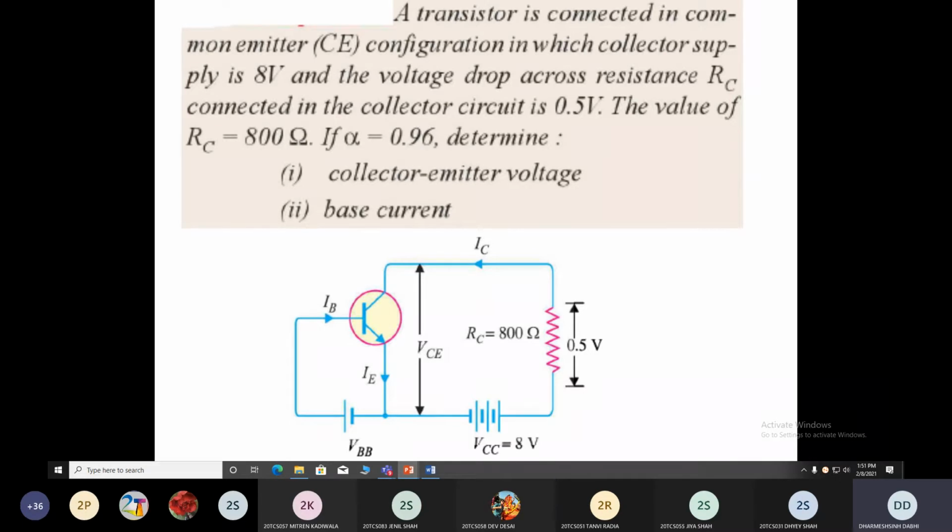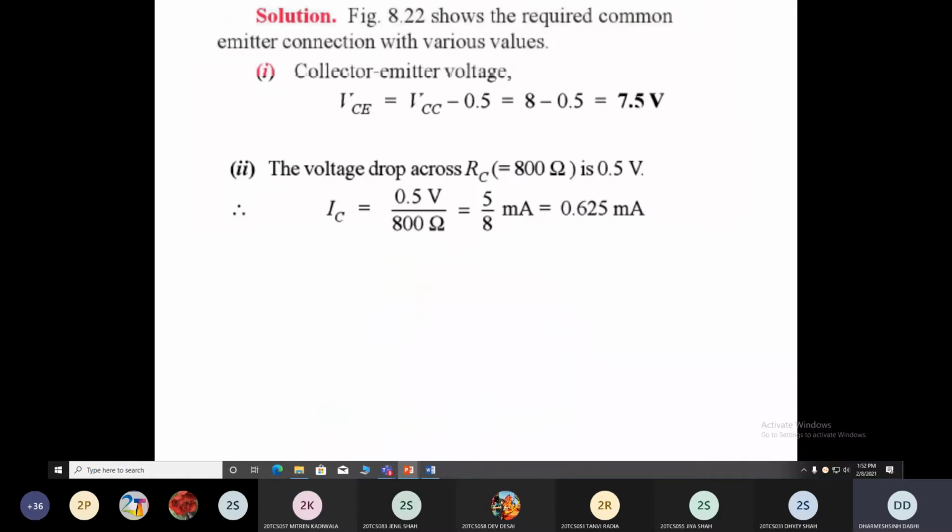Do you know IC? No, IC is not given. You first calculate IC. IC is what? The voltage: V equals IC into RC. V across RC is 0.5, and RC is 800, so 0.5 divided by 800. So you get 0.625 milliampere. Yes, you find the answer here.